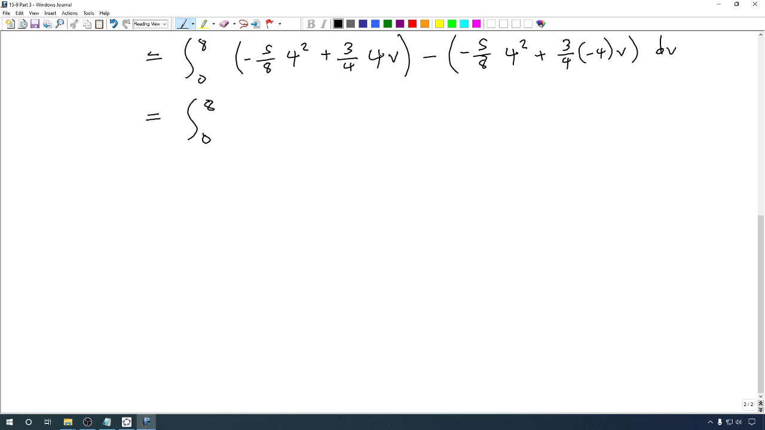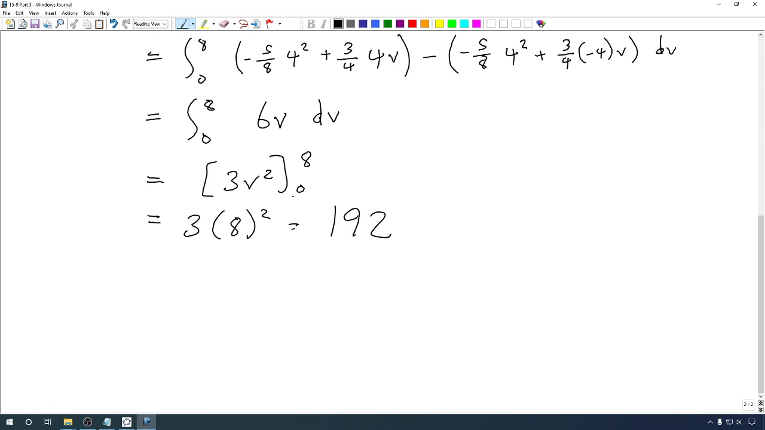The 3/4 times 4 times v, that's really just going to be 3v. This part, we're actually going to get a negative 3v, but we're subtracting it. So we get a 3v plus 3v, or 6v. So actually, things simplified very nicely. Integral of 6v with respect to v is going to be a 3v squared. That's going from 0 to 8. That means we get to take 3 times 8 squared. 64 times 3 is 192.